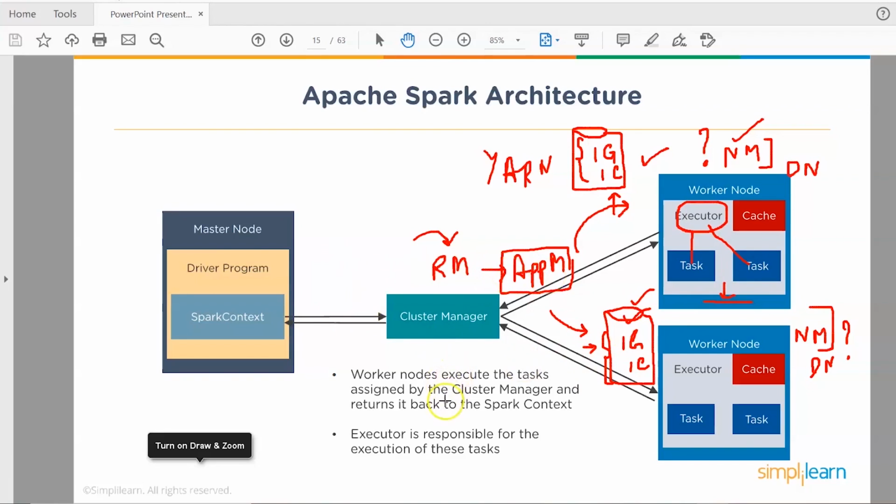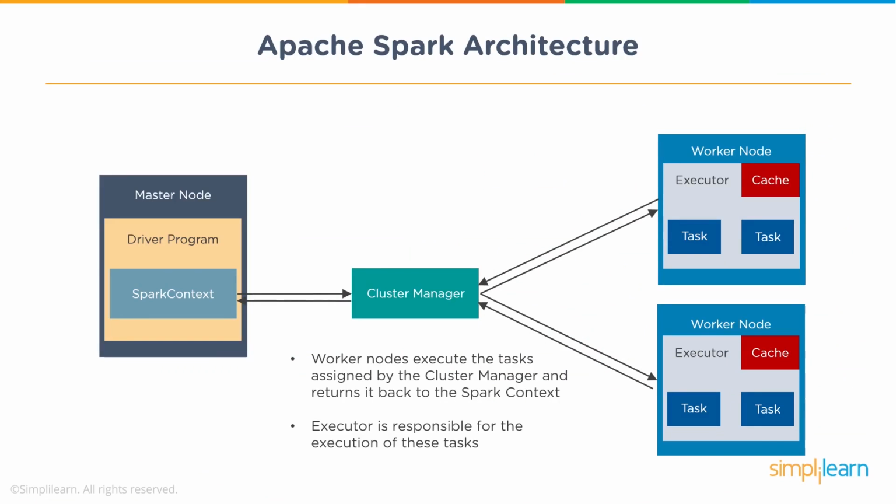If it was not YARN, and if it was just the Spark standalone cluster, which has a master process and worker processes, it would be something similar, but you would not have the container concept. Master would still ask resources from worker nodes. Worker nodes would basically allow those resources to be used, and within those resources you would have the executor process started, which will take care of execution. Now that's how your Spark architecture works.